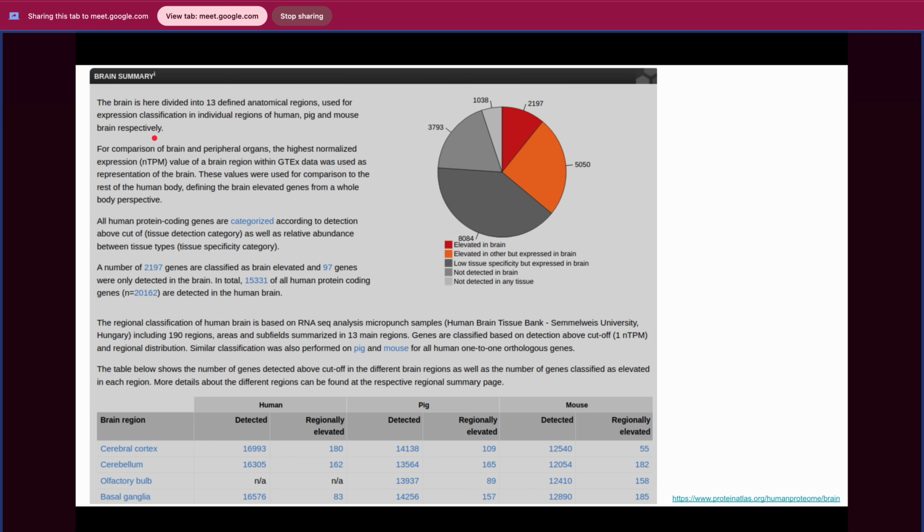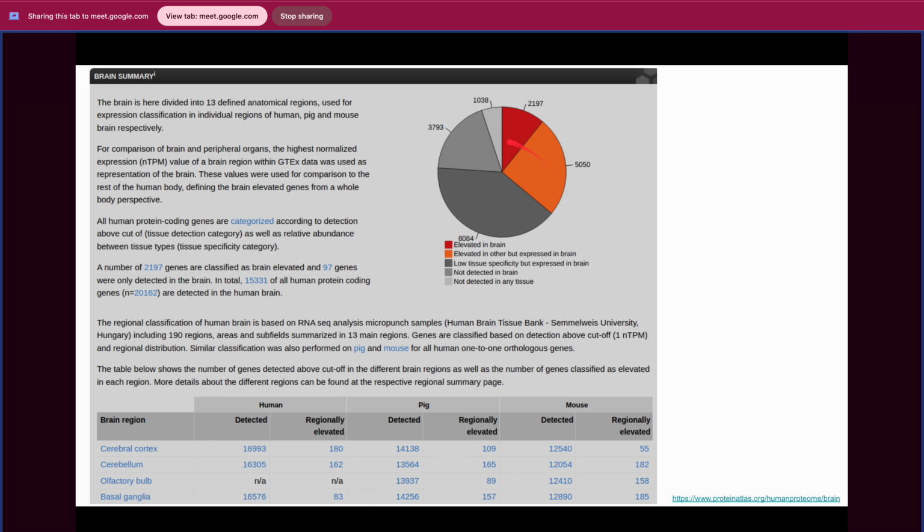Now, if you scroll down further, it will give you a brief summary of how many proteins have been identified and how they are categorized. In some places they are calling it 13 different anatomical regions, whereas in other cases they write 30. It depends on how many sections the evidence is available for.